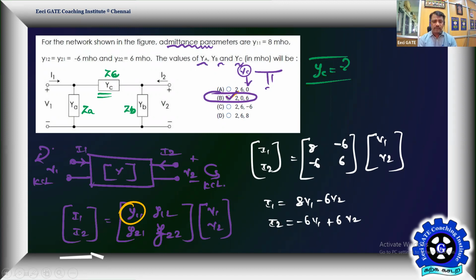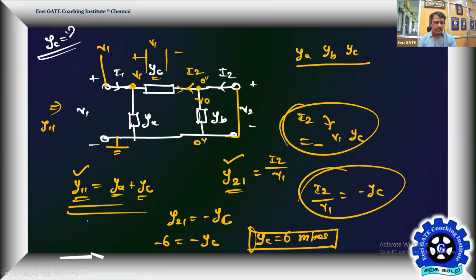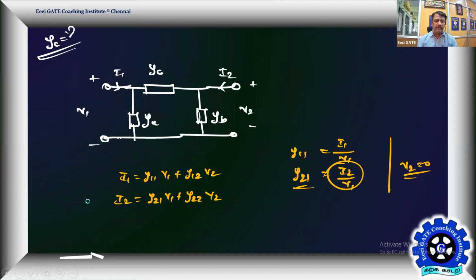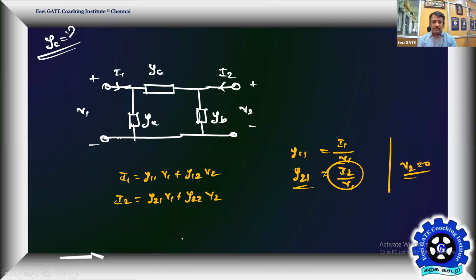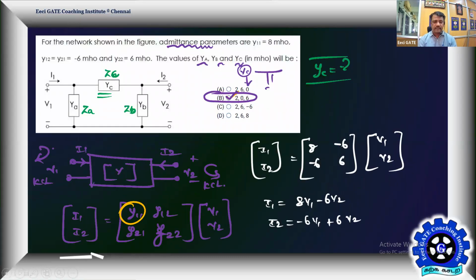So I'm getting YC is equal to 6, so what will be your YA? You already have another parameter here itself: YA plus YC is there. So what is Y11? A small verification we can do. Y11 is given in the matrix as 8. So 8 is equal to YA plus YC, which is known, that is 6. So therefore automatically YA will be equal to 8 minus 6, then it is equal to 2. Yes, confirmed. That's an option.